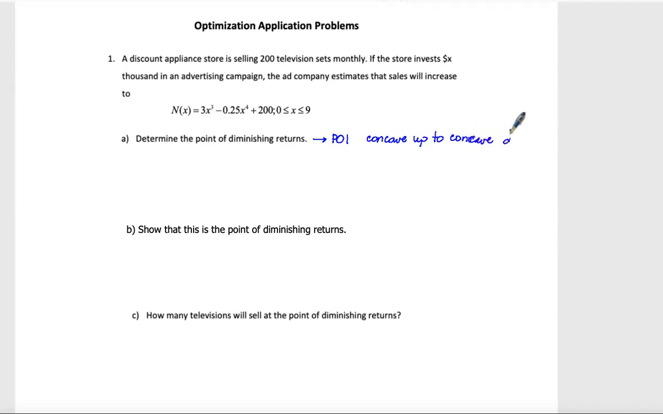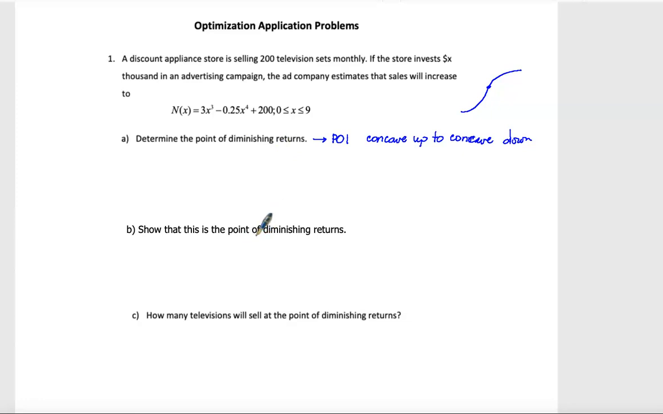This means that we have to find the second derivative, and the second derivative changes from positive to negative. Meaning, if it changes from concave up, the returns here are increasing more rapidly. And then here is your point of inflection, and then it changes to concave down. So here the revenue still increases, but at a much slower rate. That's why it's called diminishing returns.